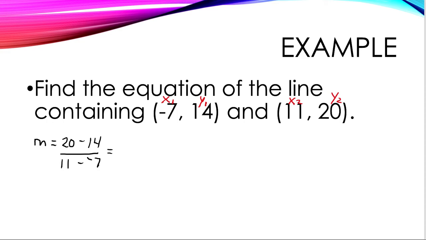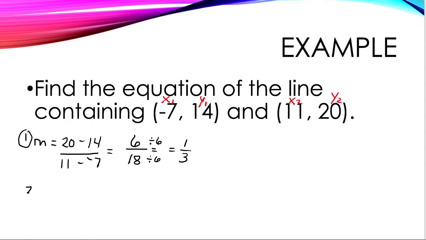So 20 minus 14 is going to be 6. The denominator becomes 11 plus a +7, so that's going to be 18. This fraction will reduce to 1/3 because both the top and the bottom are divisible by 3. So we have a slope value of 1/3. That takes care of the first step, finding the slope.